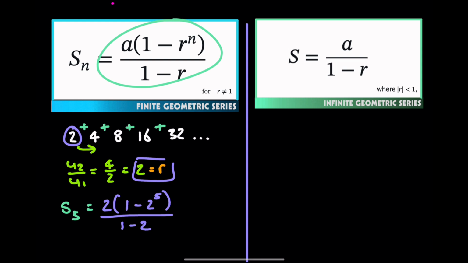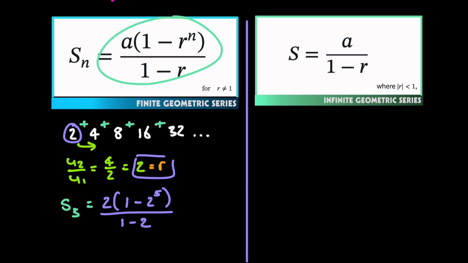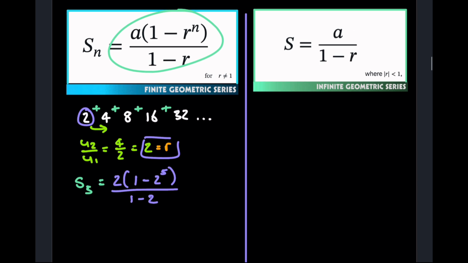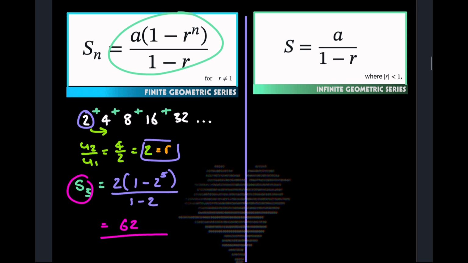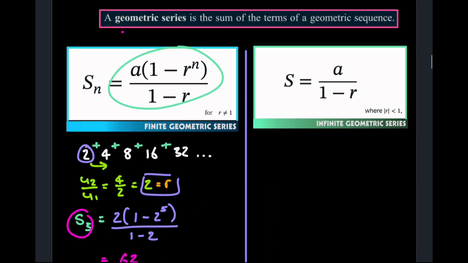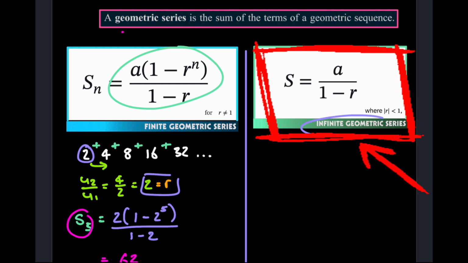So we can just plug all of this into our calculator, and we will get the sum of a finite geometric series. So in other words, we're summing only 5 terms of this, and if I put that into my calculator now, I get 62, and that is how we use the formula on the left hand side. Okay, the one on the right hand side is when we have to sum an infinite geometric series.